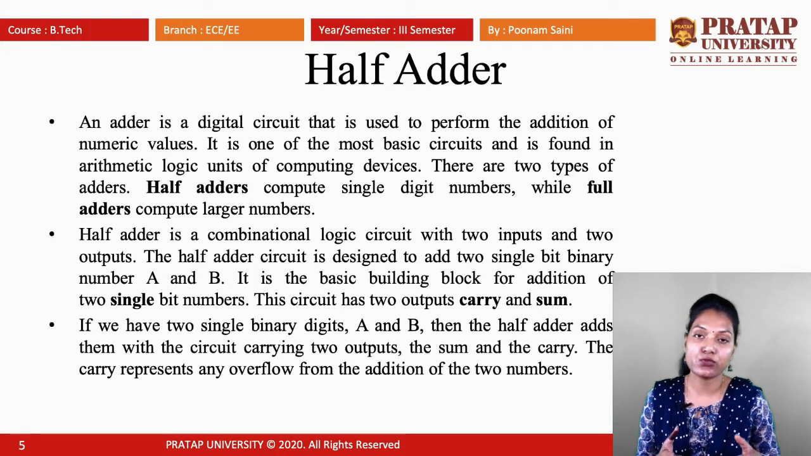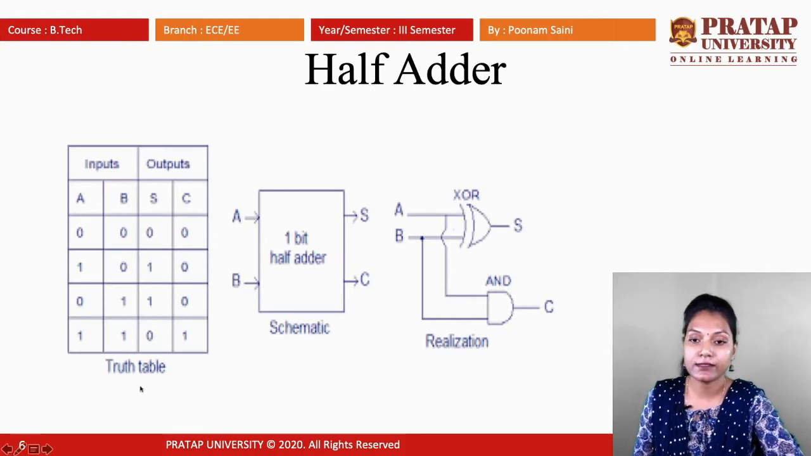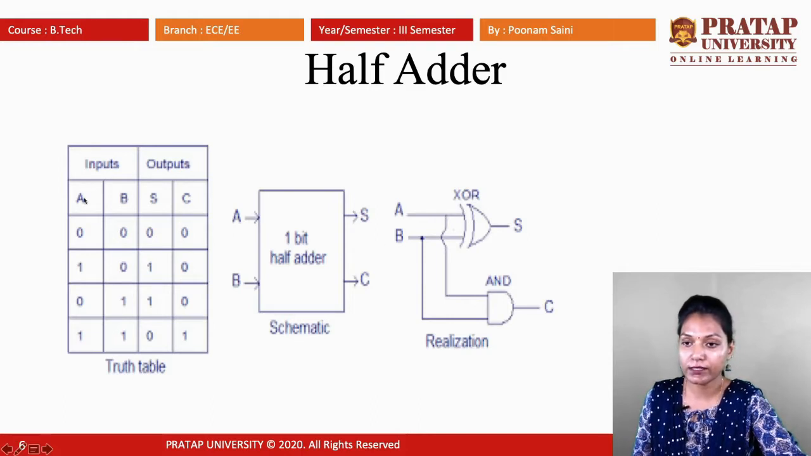This circuit has 2 outputs, carry and sum. If we have 2 single binary digits, A and B, then the half adder adds them and the circuit gives 2 outputs, the sum and the carry. The carry represents an overflow in the addition of the 2 numbers. So we can see that this is the half adder circuit diagram. A and B are, first of all, what we can see here.